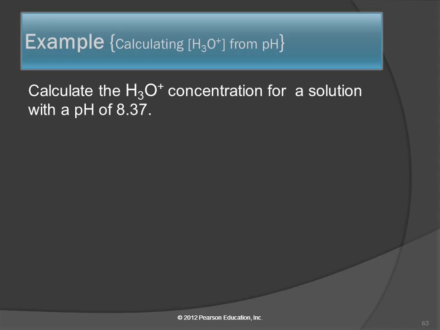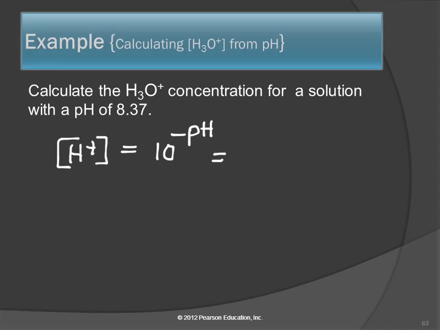So here's an example for that. Calculate the hydronium ion concentration for a solution with a pH of 8.37. Well, we can't use pH equals negative log of hydrogen concentration because rearranging it is unpleasant for most students. So we're going to use the equation that I just gave you. The hydronium ion concentration is 10 raised to the power of the negative pH.